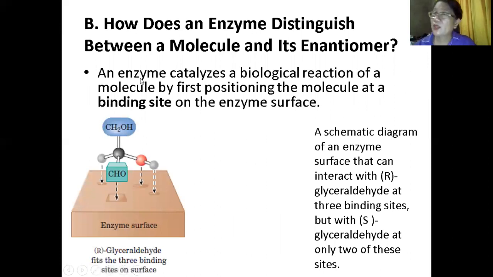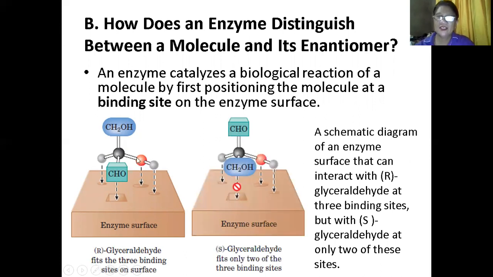An enzyme, we already know, will hasten up the catalytic reaction. Enzymes are important especially in different biological reactions because they speed up the reaction. So this is an enzyme surface. We have glyceraldehyde here. Glyceraldehyde has two configurations, the R and the S. This is the R glyceraldehyde and this is the S glyceraldehyde. Okay.